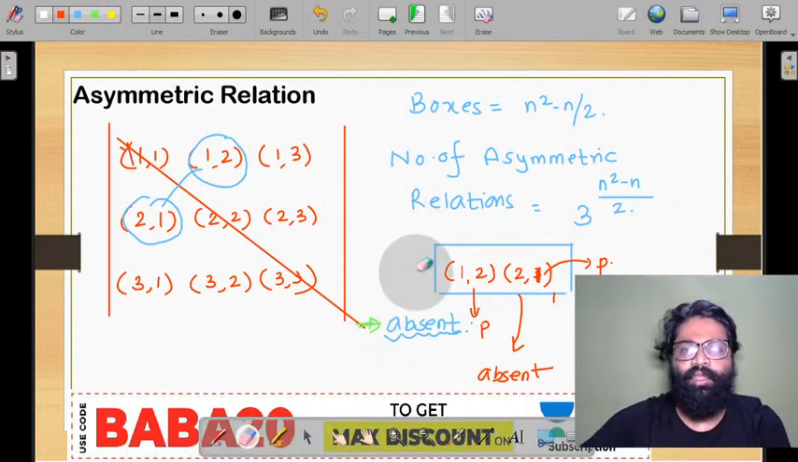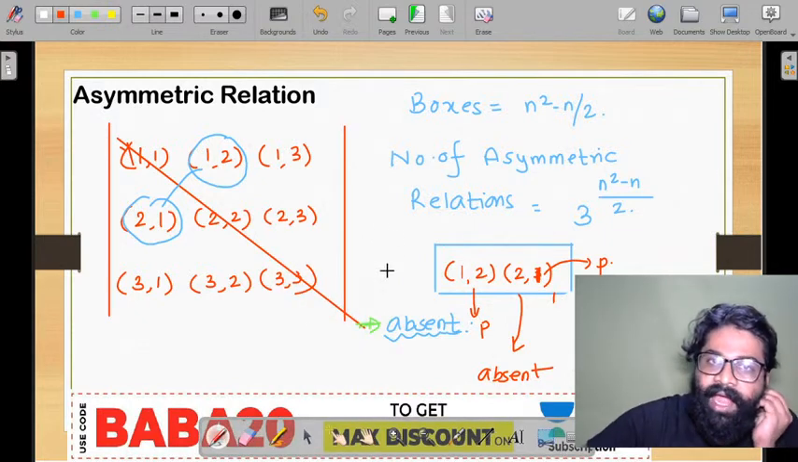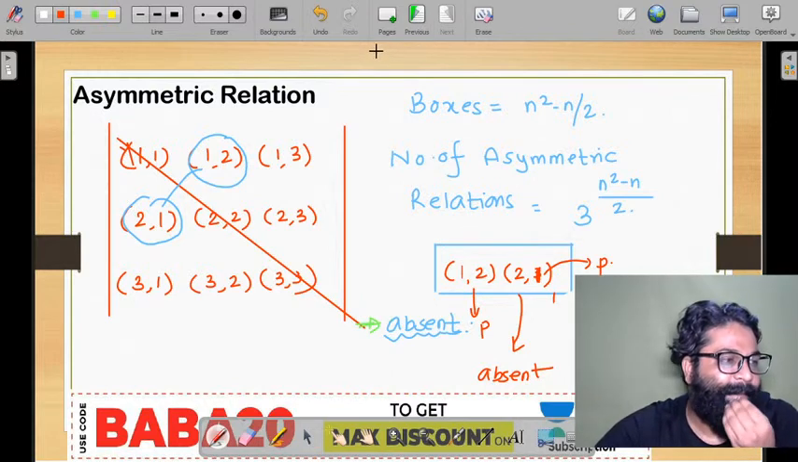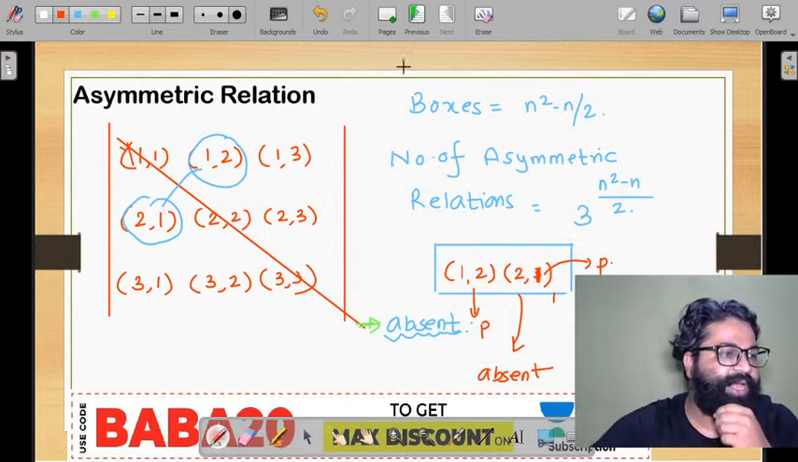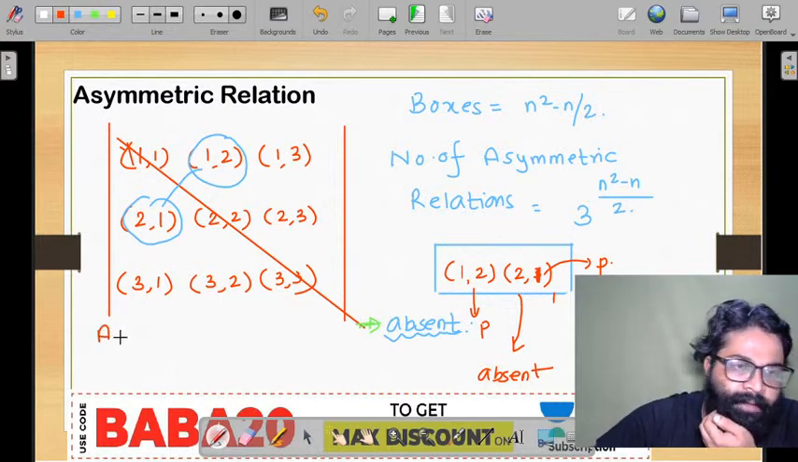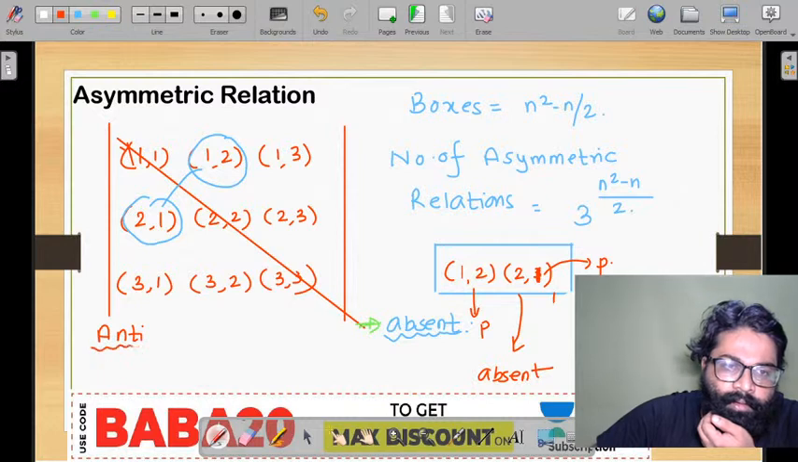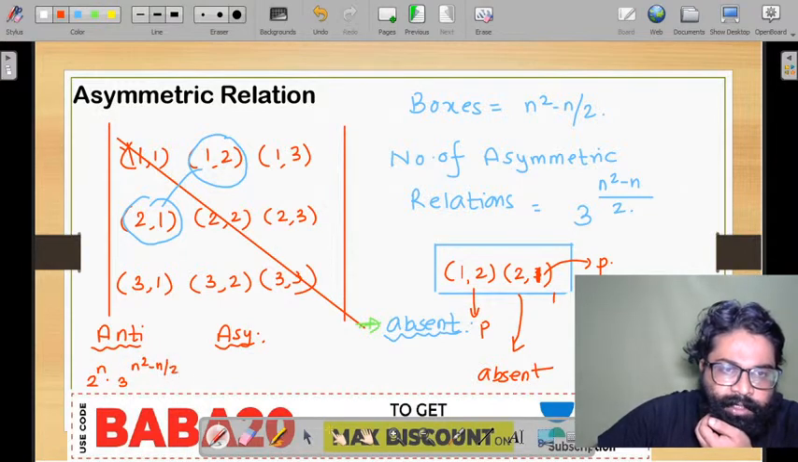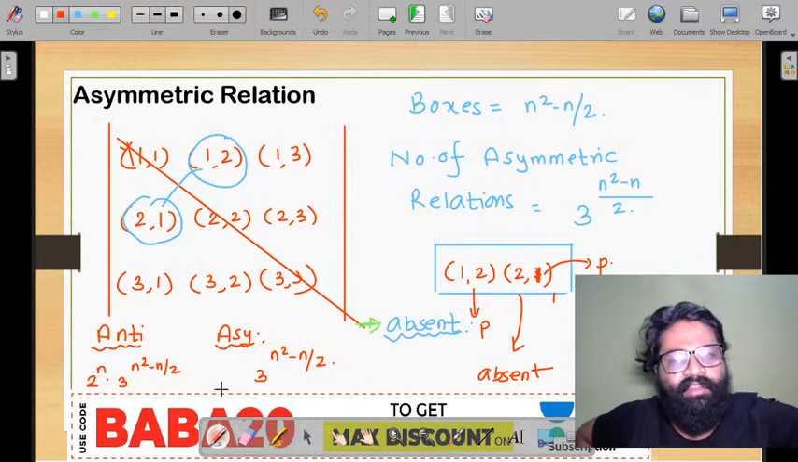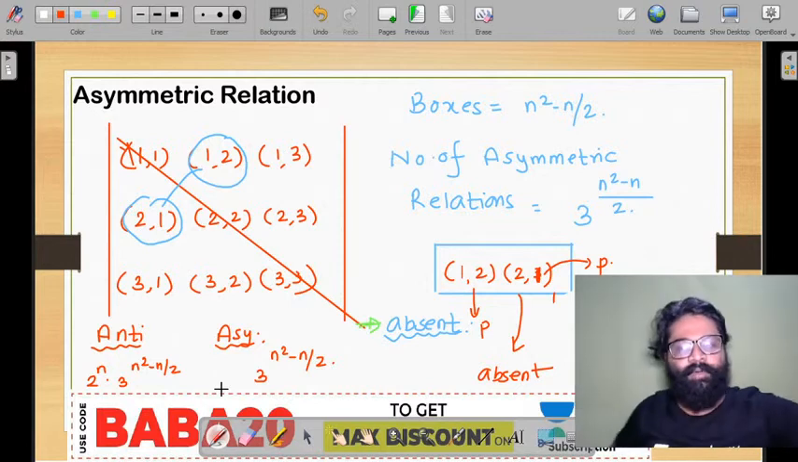So in this way, you can go and try to understand with respect to the anti-symmetric relations. Okay, in this manner you can try to understand. So for an anti-symmetric relation it is 2 raised to n, 3 raised to (n square minus n) by 2, while asymmetric is 3 raised to (n square minus n) divided by 2. This is the difference between the anti-symmetric and the asymmetric relations. समझ में आ गया ये?